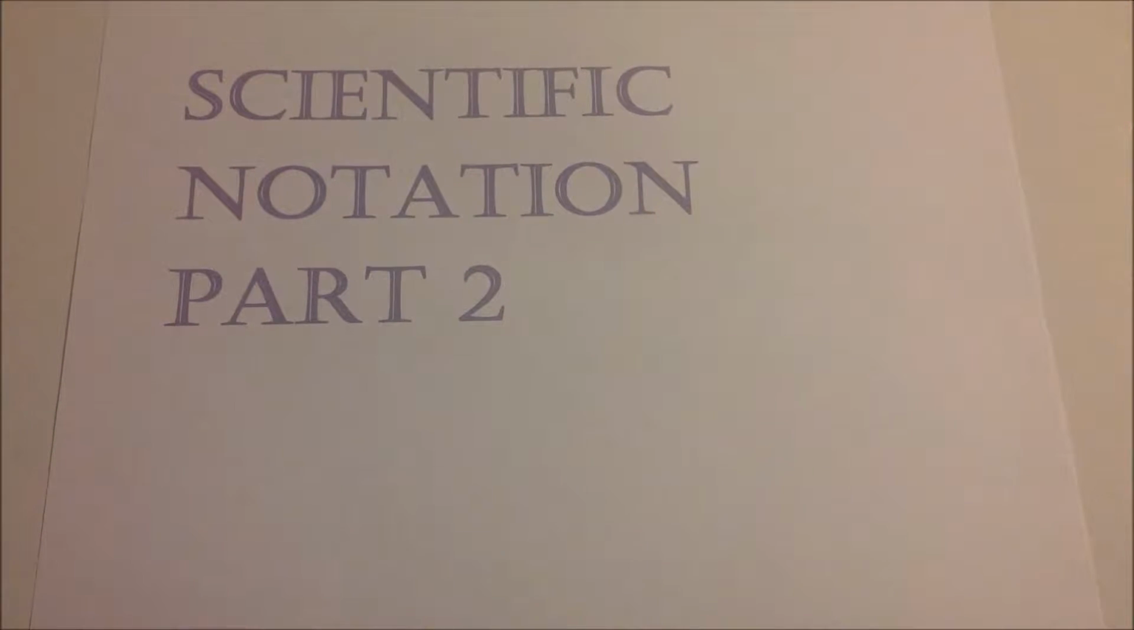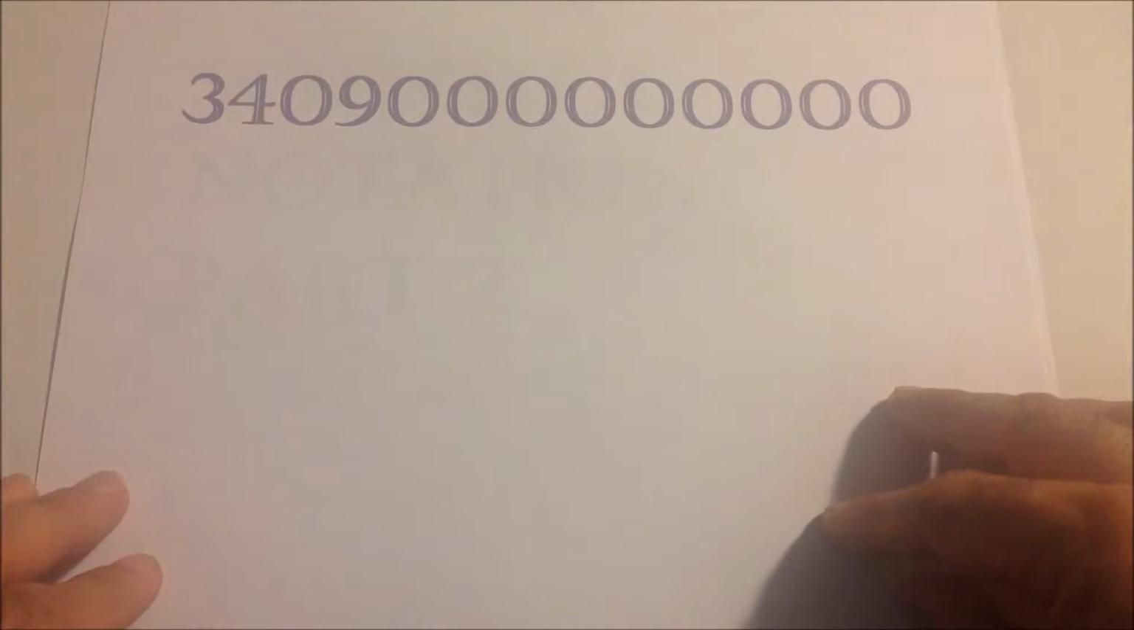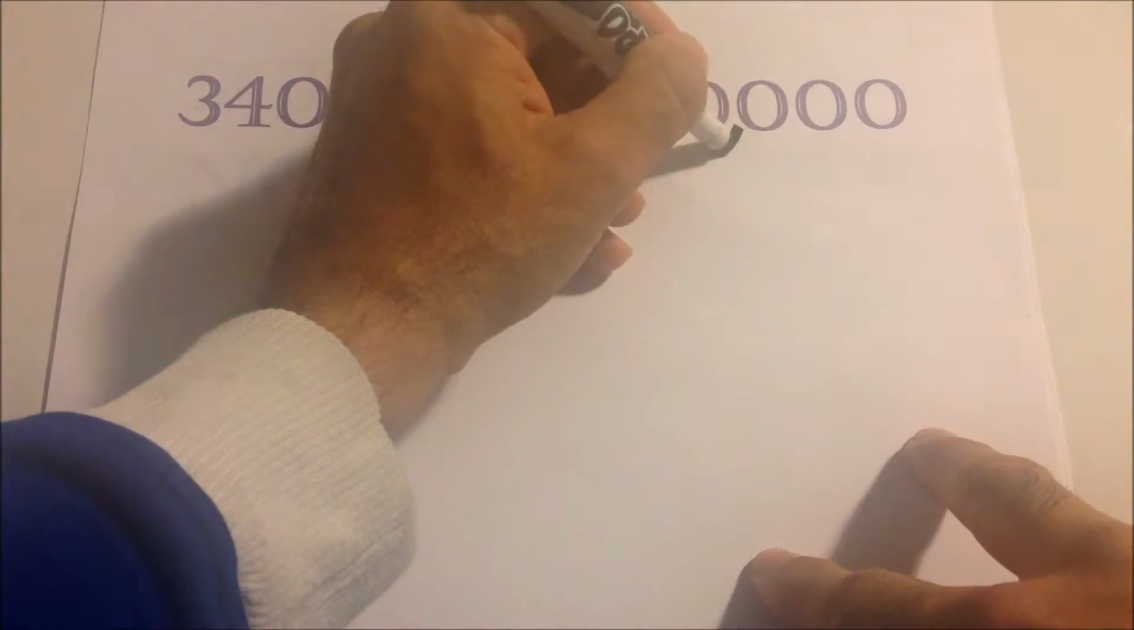Okay, here's our second video on scientific notation, part 2. So let's just review. Remember, in scientific notation, we can make very large numbers smaller. All right, for example, let's look at this number here. So we can create, let's make the periods first. Every 3 is a period.